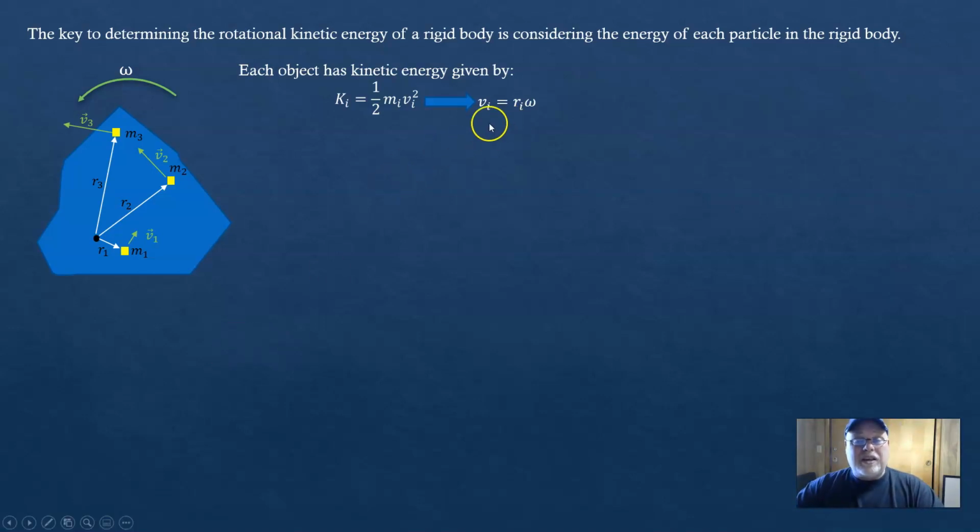So what this means is I can write the kinetic energy of any of these particles as 1/2 m sub i times r sub i squared times omega squared. What I've done here is substitute r sub i omega in for v. And of course I got that square term, which is why the square is showing up on both the r and the omega. So this is an expression for the kinetic energy of each of these little pieces of the object, given in terms of how far they are from the axis of rotation and the angular velocity at which they're moving. So that's one little piece.